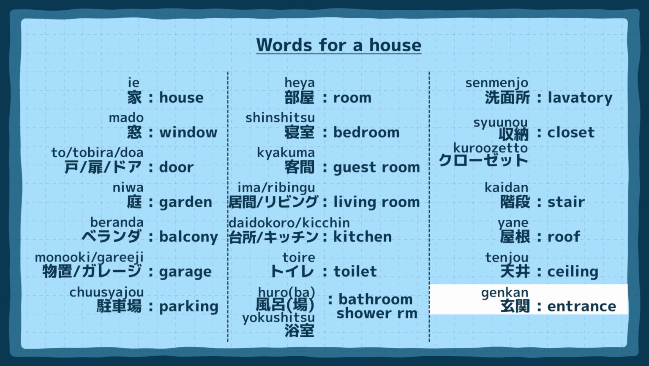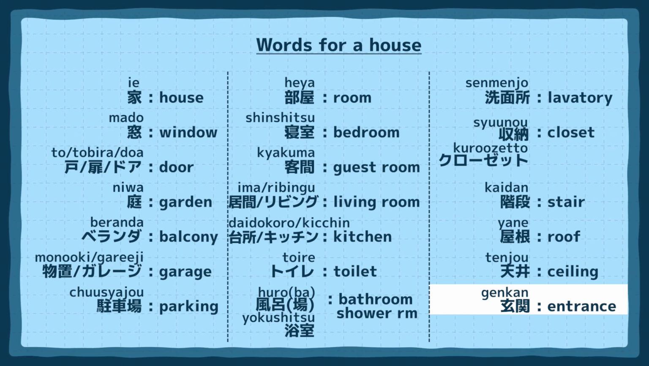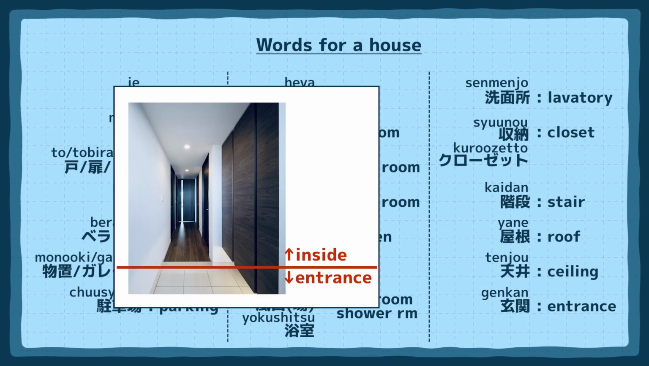Entrance, 玄関. As you know, Japanese people take off the shoes before we go into the room, so in the house layout, 玄関 and 部屋 is clearly separated. Like this, we have a space to take off the shoes.